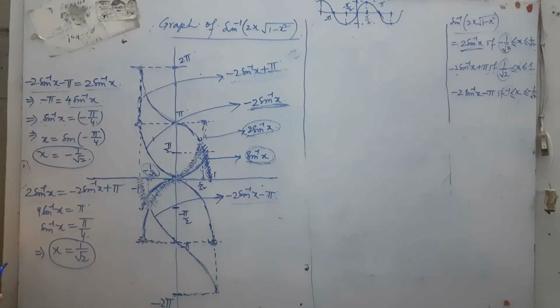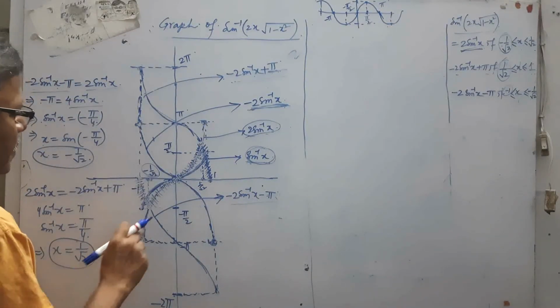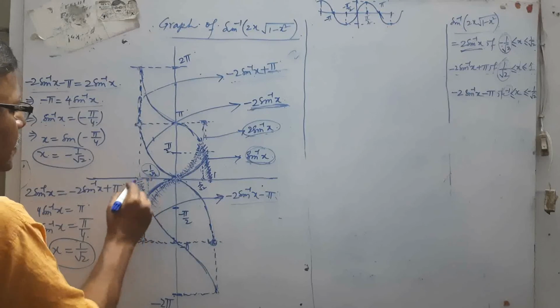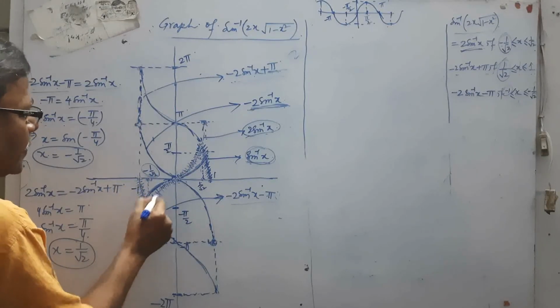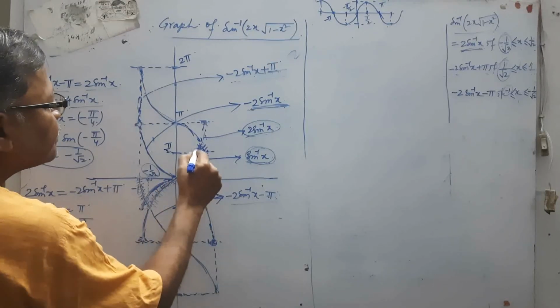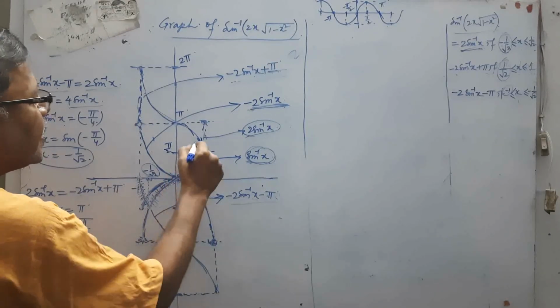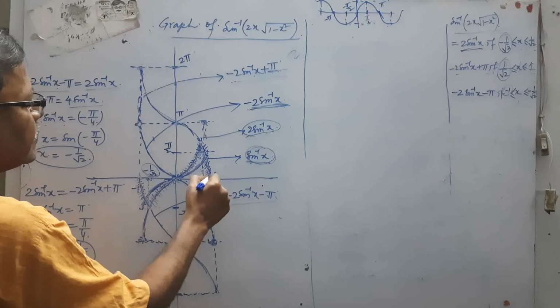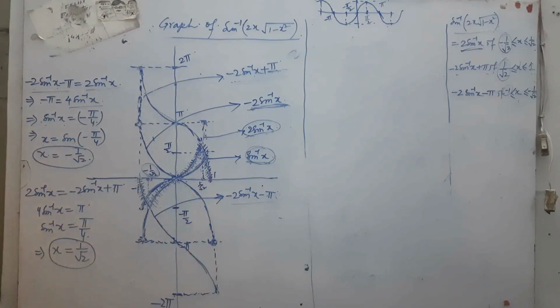So your final curve is nothing but from here to here, then this one, then this, and finally this one. So this is what the sin inverse 2x root over 1 minus x square.